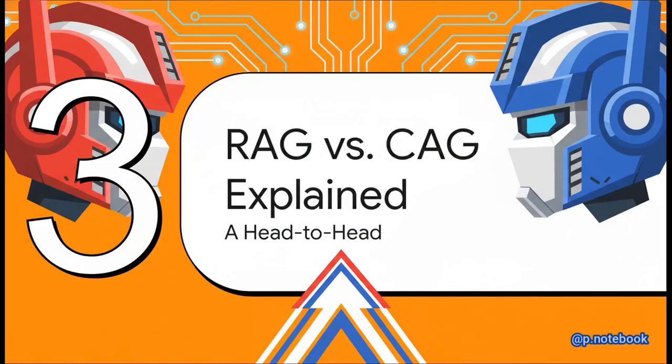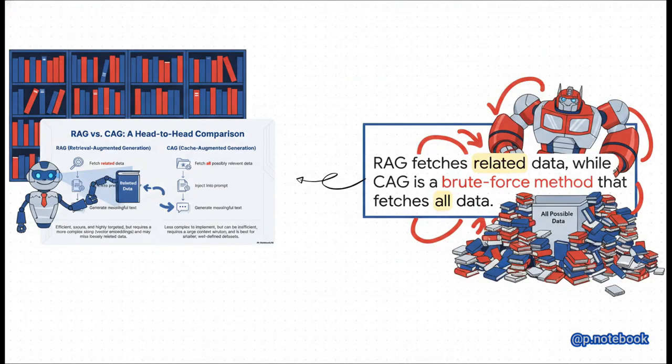Okay, so now let's put these two methods in a head-to-head matchup. This is going to help us really nail down the crucial differences between them and, more importantly, figure out when you'd want to use one over the other. And right here, you can see the fundamental difference. Think of RAG as a super smart librarian. It goes out and finds only the most related data for your question. CAG, on the other hand, well, it's more of a brute force approach. It just grabs all the data that could possibly be relevant. So RAG is way more efficient and targeted, while CAG is simpler. But, and this is a big but, CAG can be really inefficient and risks stuffing your prompt with a lot of irrelevant junk, especially when you're working with big data sets.